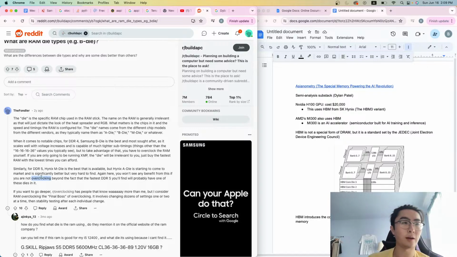So overclocking, if I remember, is pushing a CPU or any type of chip beyond the stated capabilities.